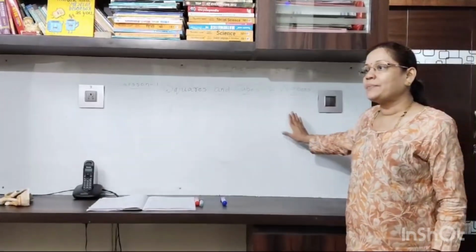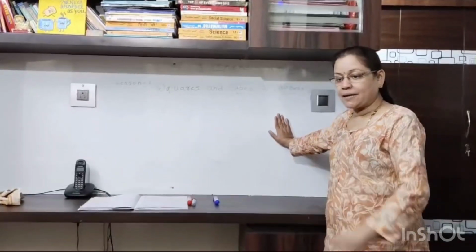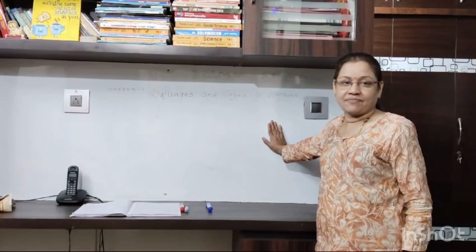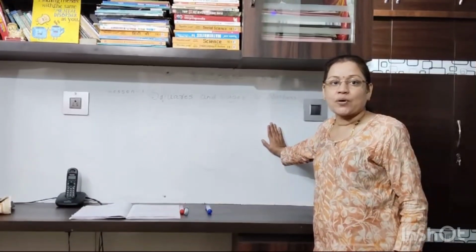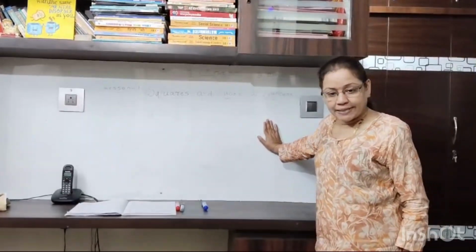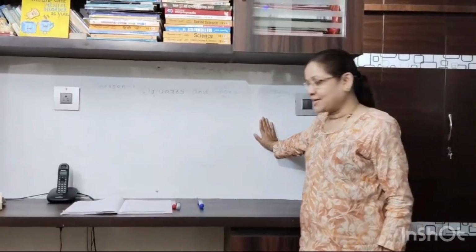So what do you mean by square? Okay, let me explain to you. When a number is multiplied by itself, you get the answer that is called a square of the number. What do you mean by multiplication, guys? I think you people have learned in elementary class.